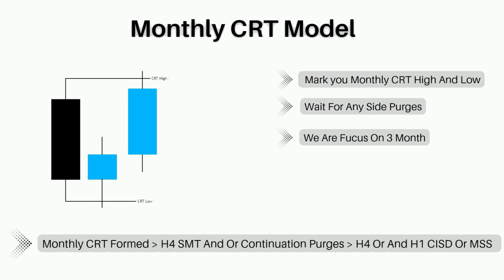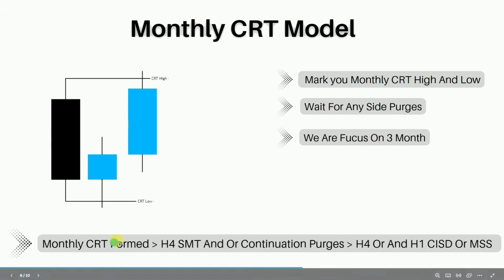I will repeat it again. First, you mark the previous month's high and low. After that, you wait. Allow the market to clear liquidity on either side. After that, in the third month, we look for confirmation. This includes smart money distribution or continuation purchase on the H4 time frame.